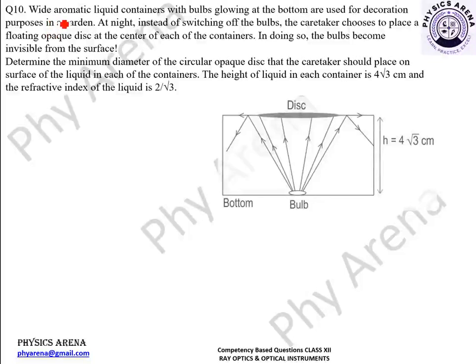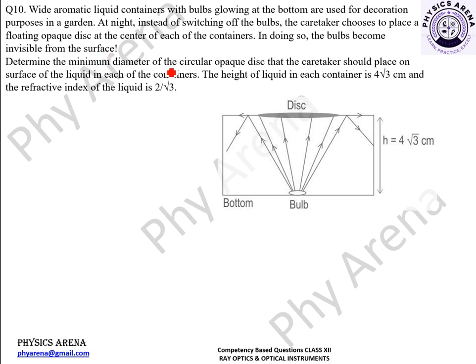Question 10. Wide aromatic liquid containers with bulbs glowing at the bottom are used for decoration purposes in a garden. At night, instead of switching off the bulbs, the caretaker chooses to place a floating opaque disc at the center of each of the containers. In doing so, the bulbs become invisible from the surface.